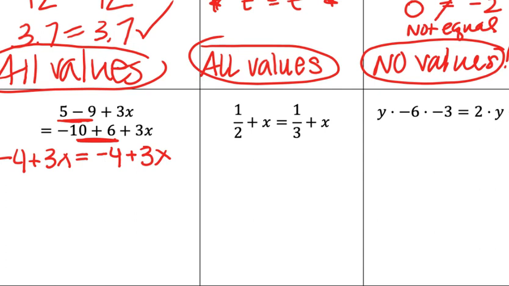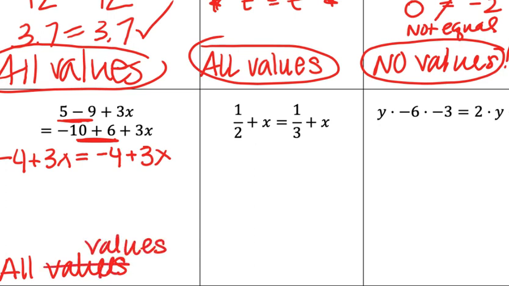So hit pause, take a second, compare this to what we saw happening on the top row, and see if you can determine what the values are, all values or no values. Well, if you said all values, you would be correct.